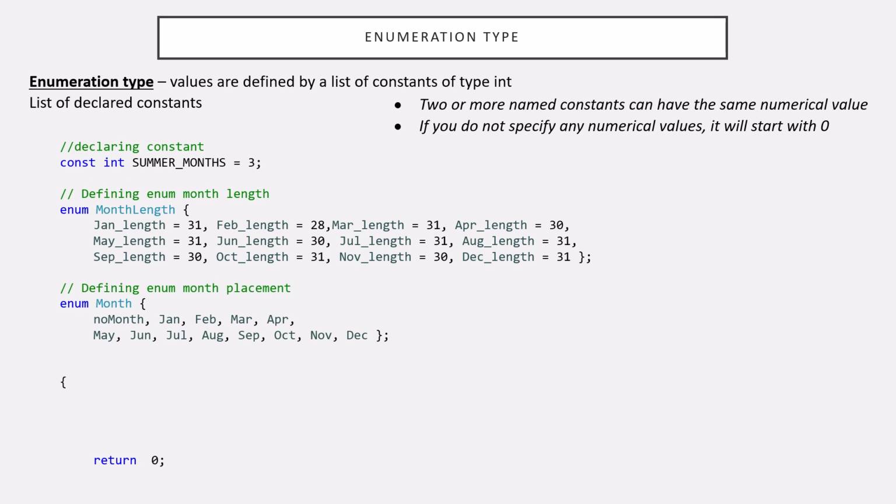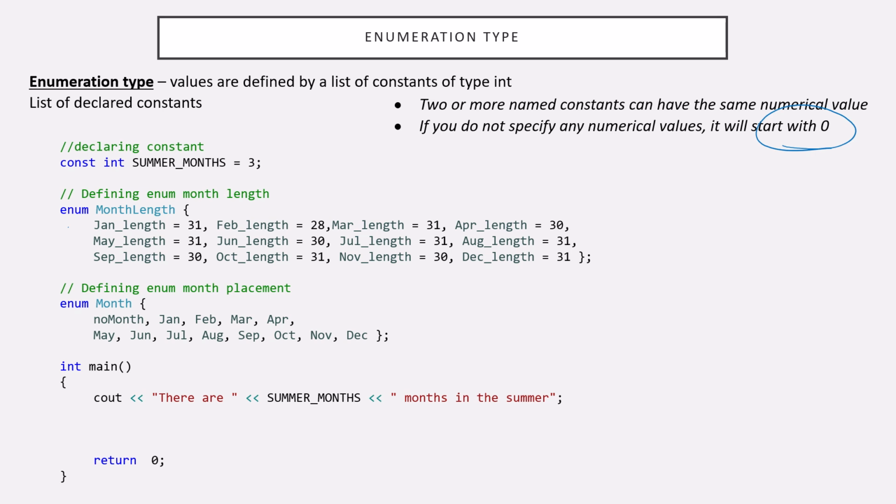All right, so if you do not specify, so in the first one for the month length, we are specifying the value for each one of our names here. But here if we don't specify, so if we want January to be 1, you need to put a no month here first, because if you don't specify, it's going to start with 0. So here's just some examples of this being used.